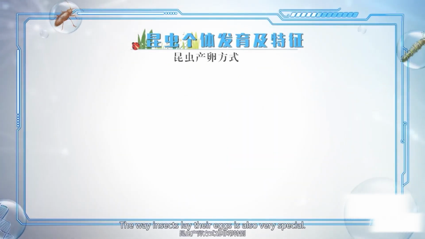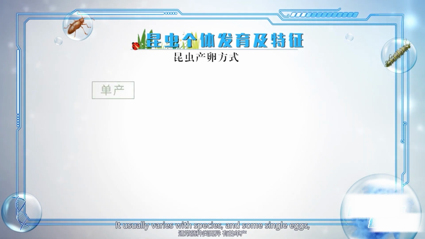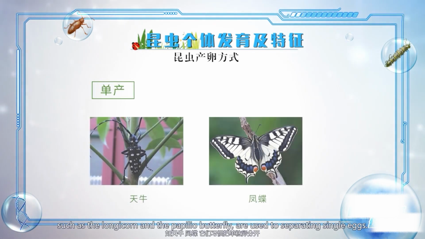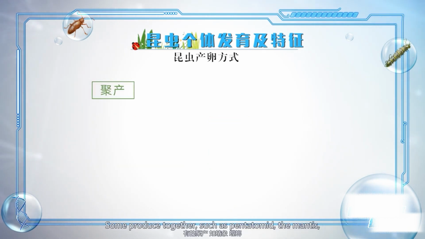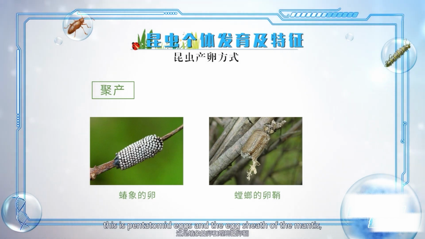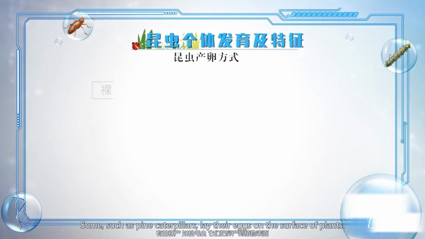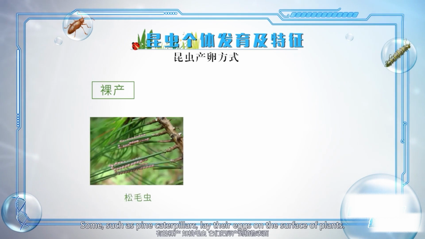The way insects lay their eggs is also very special. It usually varies with species, and some lay single eggs, such as the longicorn and the papilio butterfly, which separate single eggs. Some produce them together, such as pentatomid and the mantis. This is pentatomid eggs and the egg sheath of the mantis. Each egg sheath has a large number of eggs. Some, such as pine caterpillars, lay their eggs on the surface of plants.